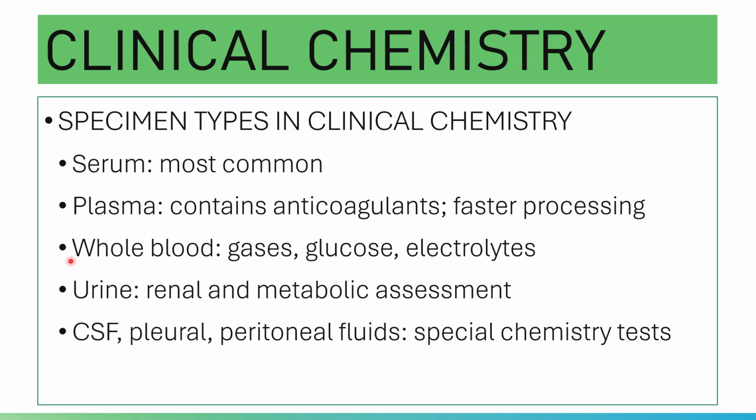And then you have your whole blood. It is an anticoagulated blood, not a clotted blood. Your whole blood is used for blood gases. Yes, it is also utilized for glucose in case of hemoglobin A1C. And you have your urine for renal and metabolic assessment.